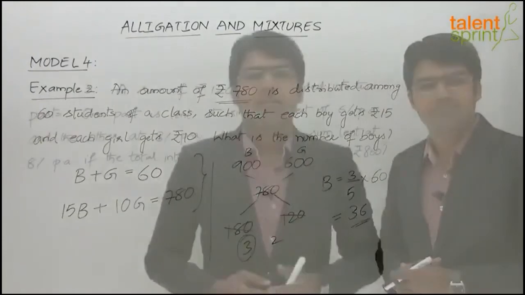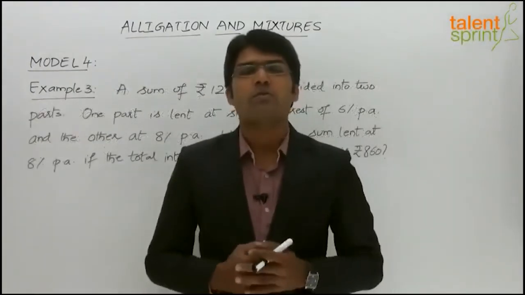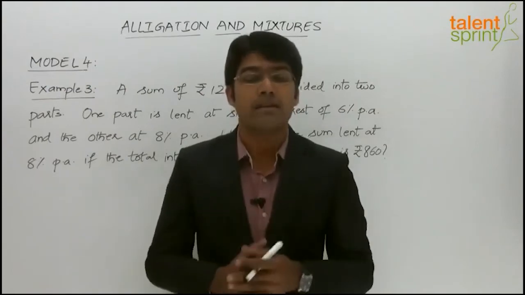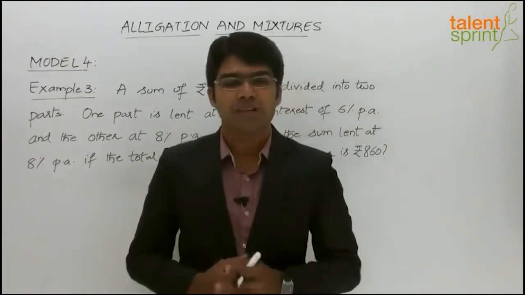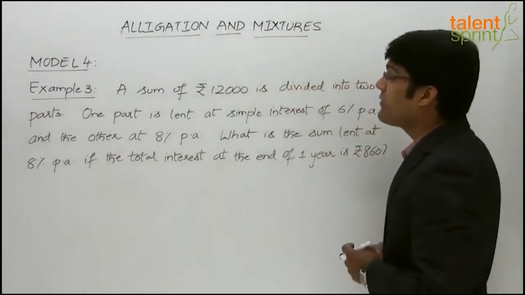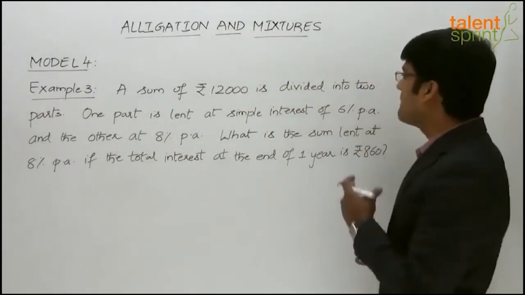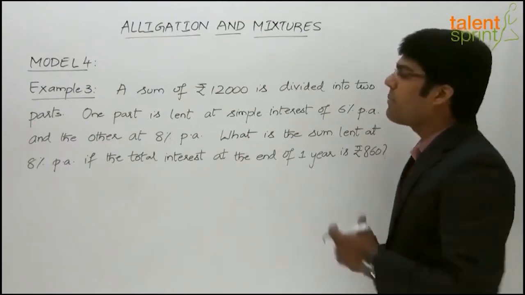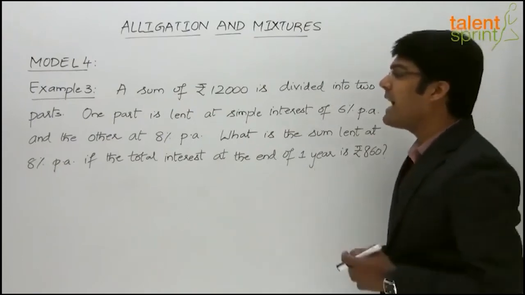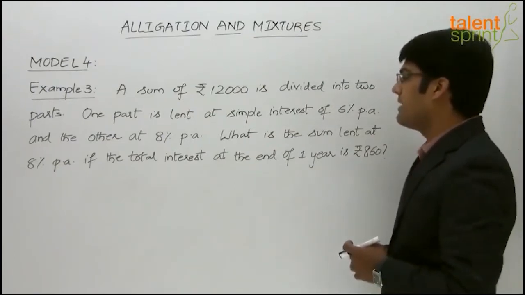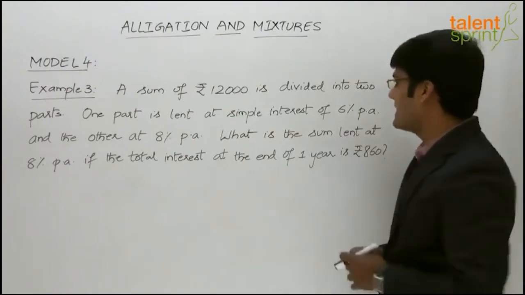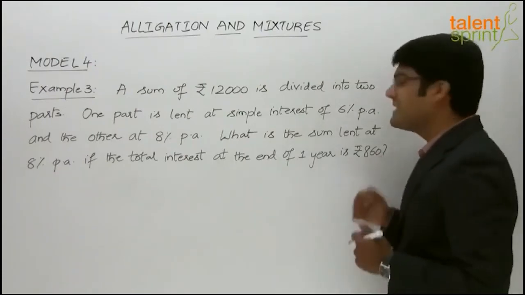such questions. Let us now take the third example from model 4 of this topic, where we shall try to solve a question on simple interest using the alligation rule. Let's look at the question first. The question says a sum of rupees 12,000 is divided into 2 parts. One part is lent at simple interest of 6% per annum and the other at 8% per annum. What is the sum lent at 8% per annum if the total interest at the end of 1 year is rupees 860?